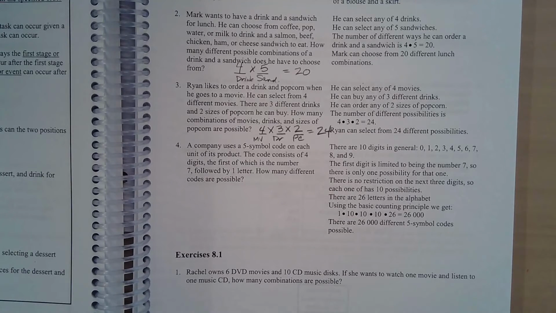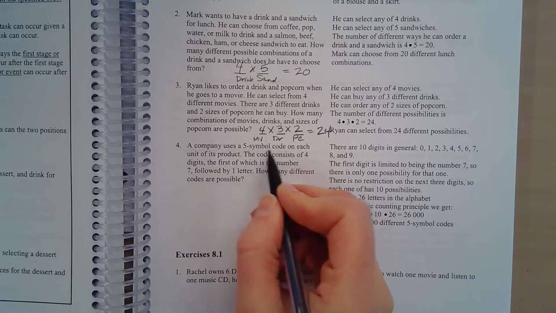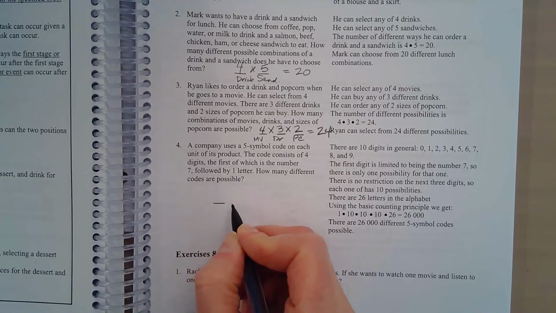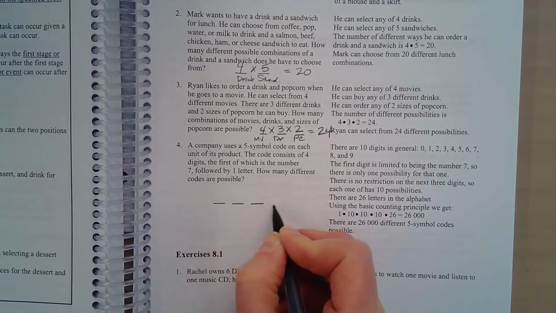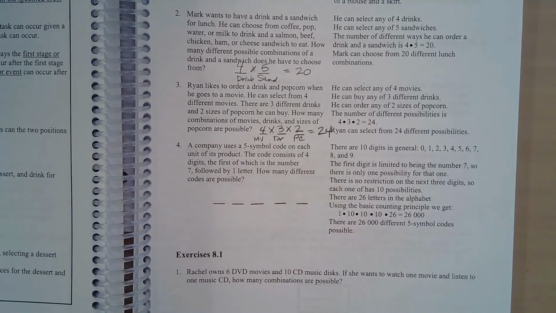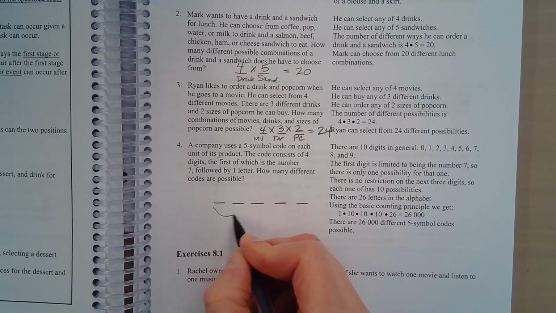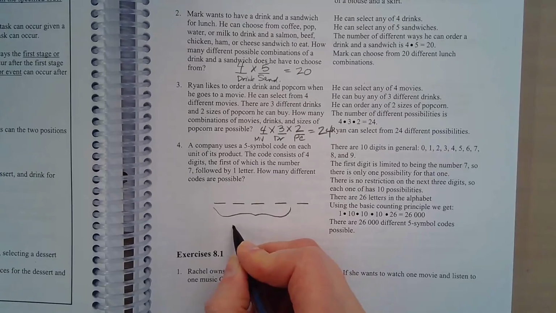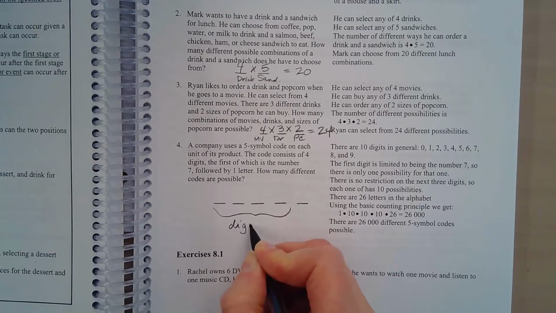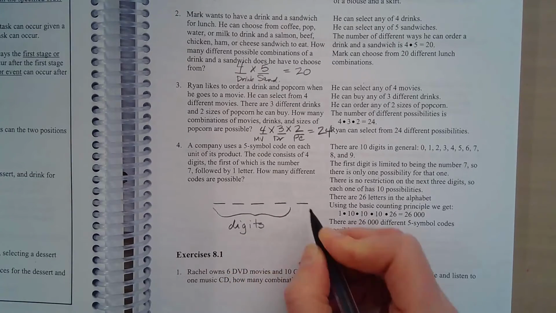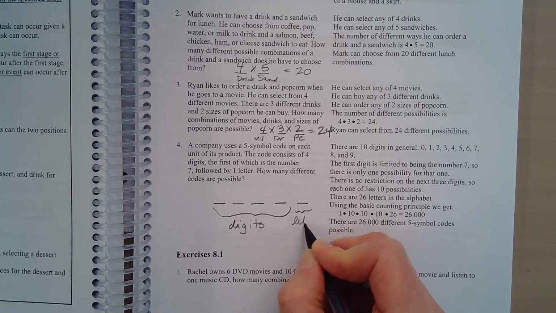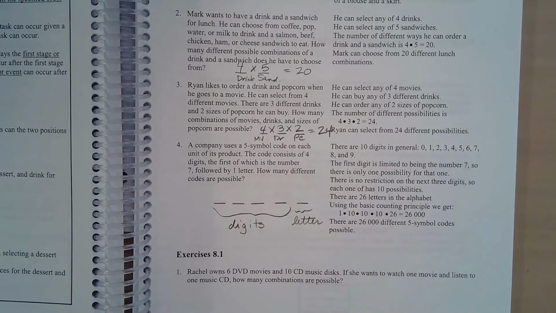Okay, let's see if we can understand this. It's got a 5-symbol code. So that means there are 5 slashes, 5 positions that we have to fill. The code consists of 4 digits, followed by 1 letter. Okay, so these are digits, and this is a letter. How many different codes are possible? Can you see how already this is a little more complex to think about?